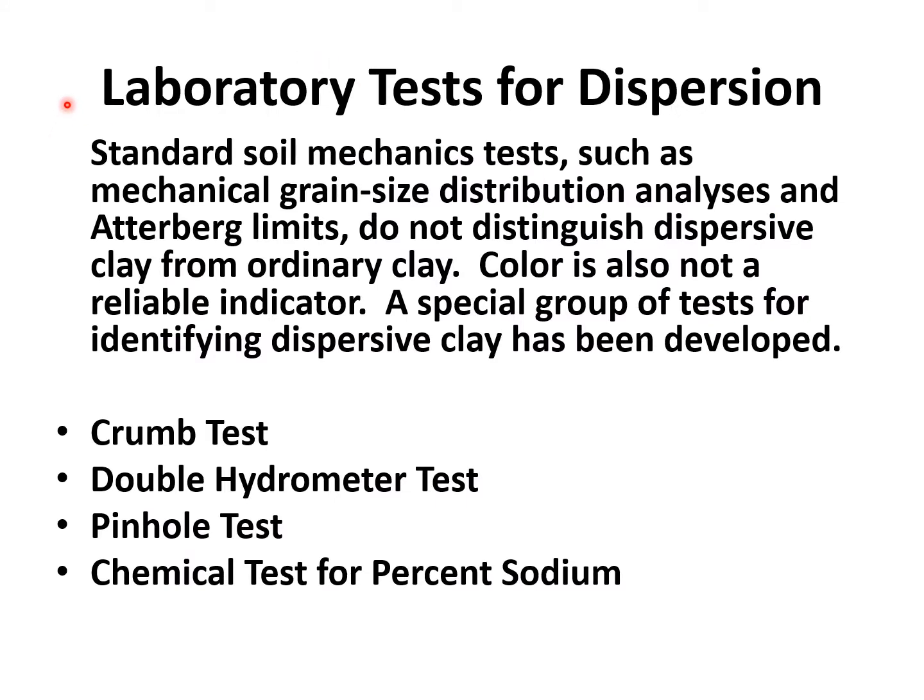Laboratory tests for dispersion. Standard soil mechanics tests such as mechanical grain size distribution analysis and Atterberg limits do not distinguish dispersive clay from ordinary clay. Color is also not a reliable indicator. A special group of tests for identifying dispersive clay has been developed. These tests are the crumb test, double hydrometer test, pinhole test, and chemical test for percent sodium.